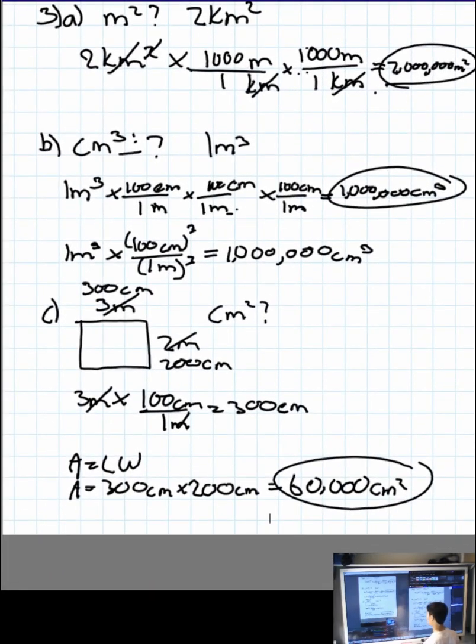Perfect. 60,000 centimeters squared. Now, we could have done it in the above way, and we could have multiplied 3 meters by 2 meters and gotten 6 meters squared, then times it by the conversion factor twice like we did above, but this is a much safer way.